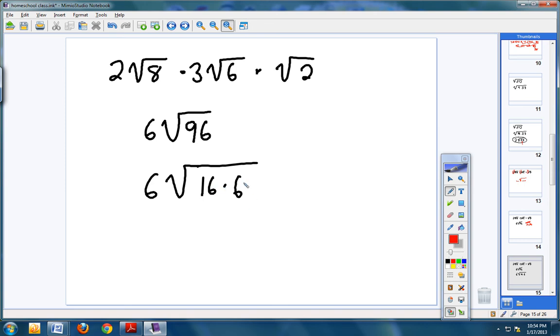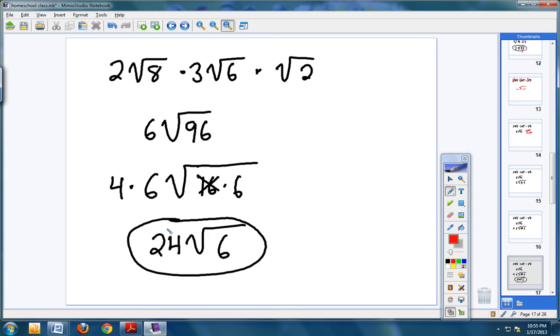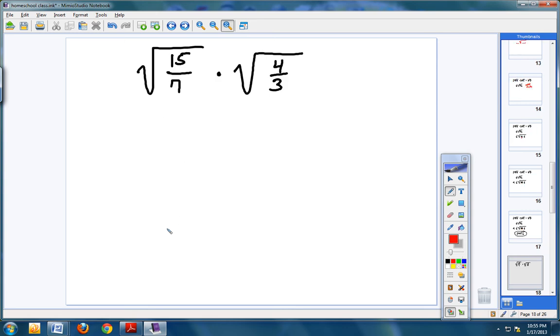And now one of these is a perfect square, of course, it's the 16. So we cross off the 16 and we put a 4 on the outside because the square root of 16 is 4. And then we go ahead and multiply the outside numbers. We end up with 24 square root of 6. All right, let's continue on.